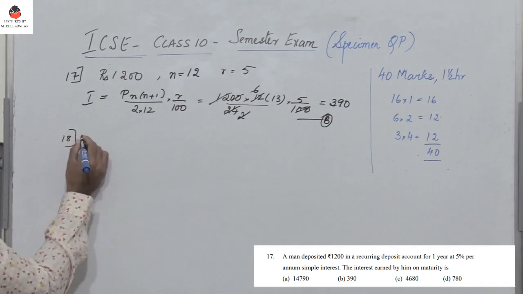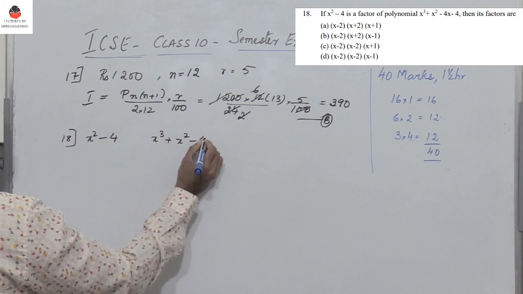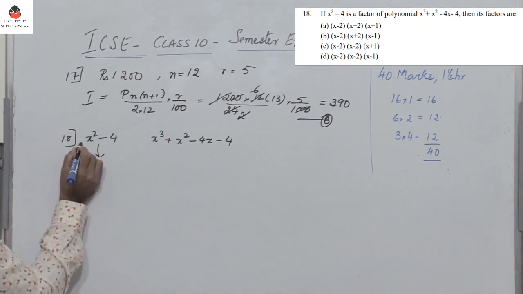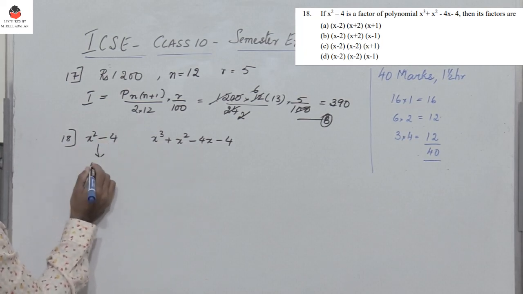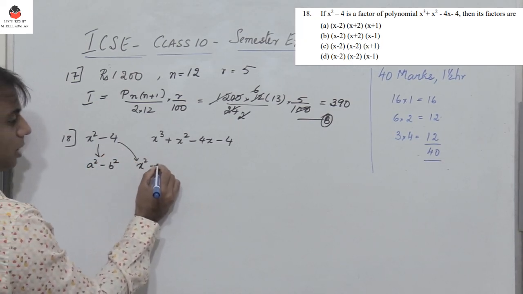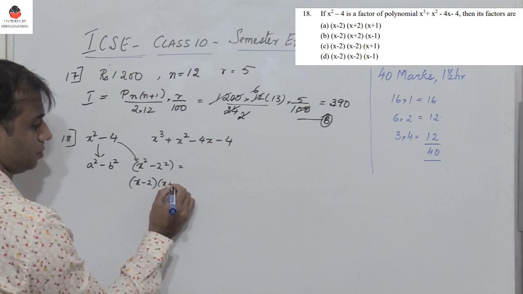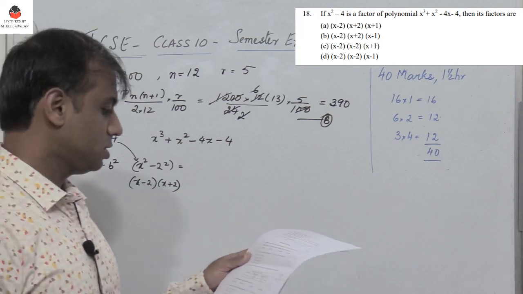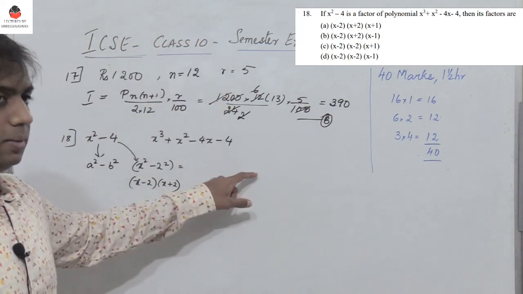18th one. x square minus 4 is a factor of the polynomial x cube plus x square minus 4x minus 4. So therefore the factors are, of course, x square minus 4, which is a factor. x square minus 4 is of the form a square minus b square, where b happens to be 2. So this can be written as x square minus 2 square, which is x minus 2 into x plus 2. If you observe all the 4 options, option C and option D are ruled out because you have x minus 2 into x minus 2. So among the 2 options A and B, one of them is right.